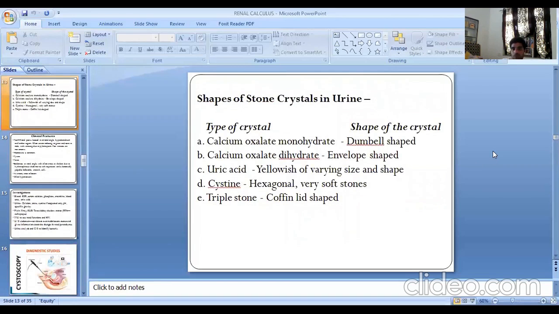Shape of crystals in urine. Types correlated with shape of crystal. Calcium oxalate monohydrate crystal shape is dumbbell shape. Calcium oxalate dihydrate shape is envelope shape.